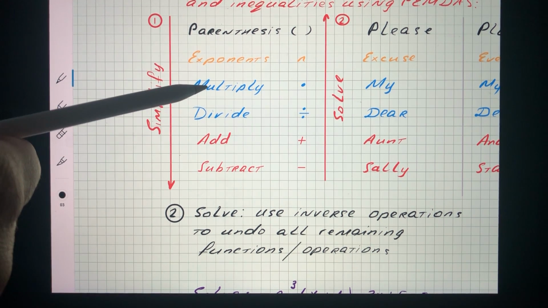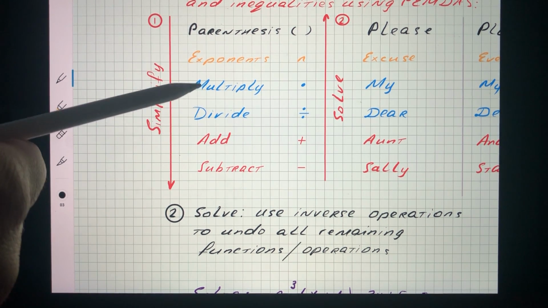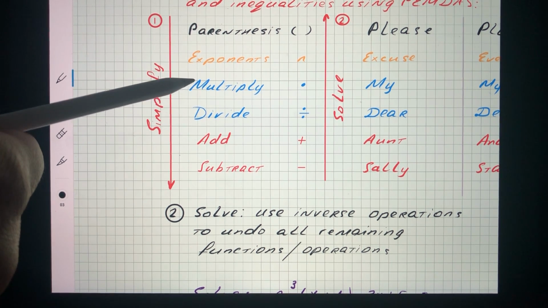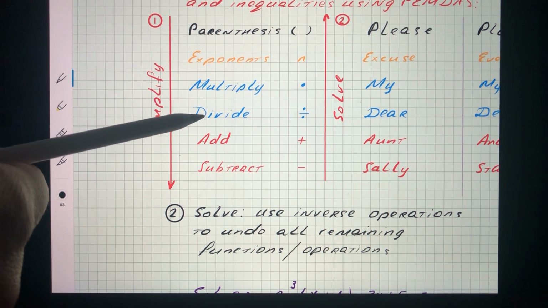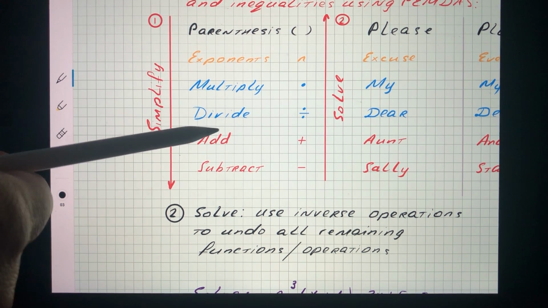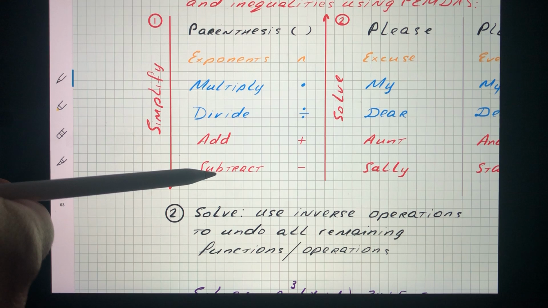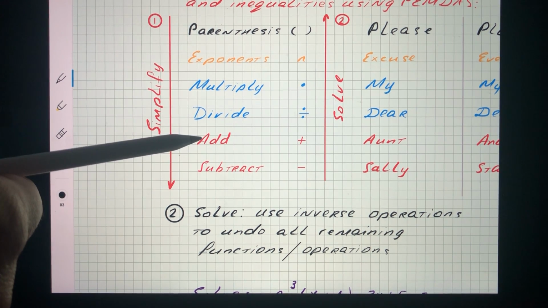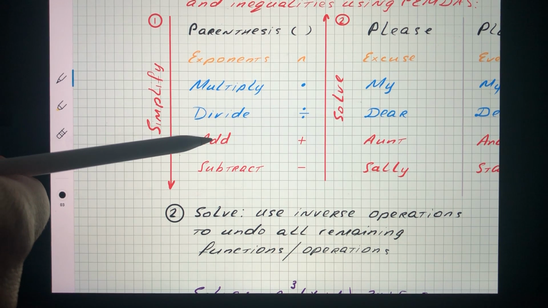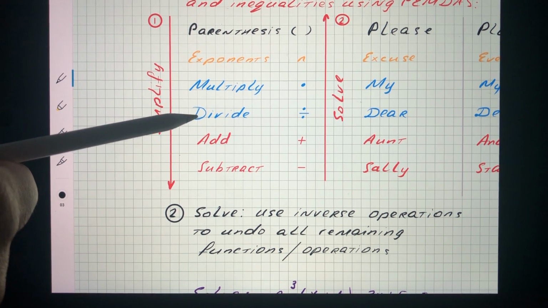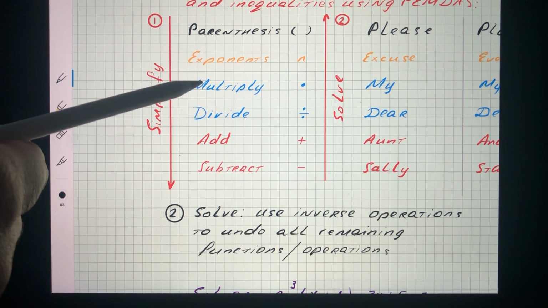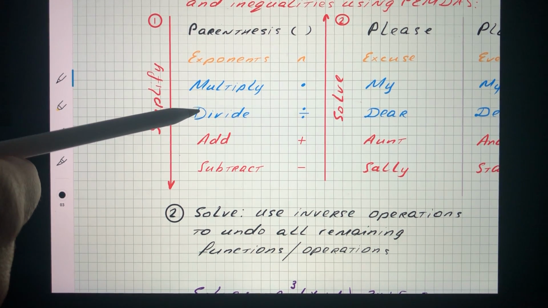Now, when we look at this, multiplication and division are colored the same because they can be done in any order. Multiplication can be done before the division, or the division could be done before multiplication. Addition and subtraction are also colored the same for the same reason, because addition could be done before the subtraction or subtraction before addition. But addition should not be done before division, and addition should not be done before exponents, and so on. Also, these are colored the same because they're inverses of each other.